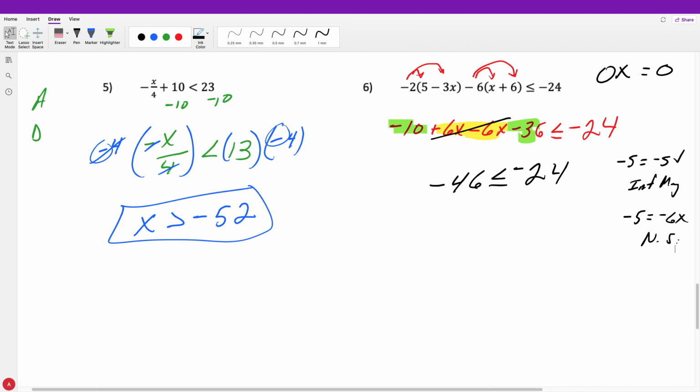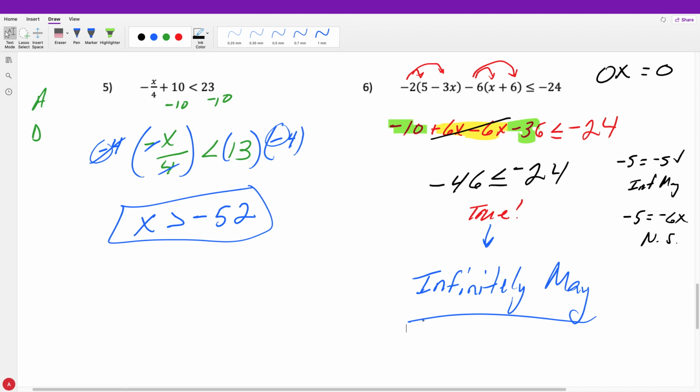The same thought process happens here with inequalities. So when your variable cancels out, it's the same thing that we were doing before. Is this true or is this false? Well, negative 24 is greater than negative 46, so it is true. But remember, that's not your answer. That's what leads to our answer. And our answer in this case would also be infinitely many.